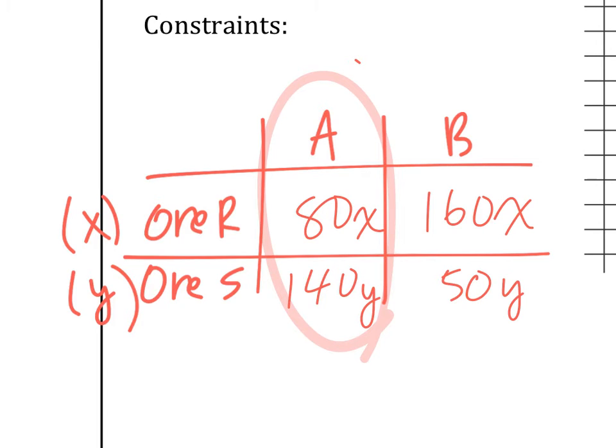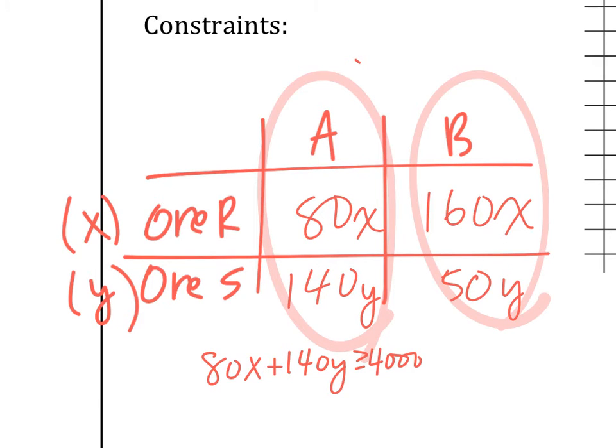It's going to be an inequality. It's going to be my constraint. So it's like 80x. Can you raise your hand? Yes. 80x plus 140y greater or equal to 4,000. 4,000? Yes. Okay, how much B can I mine?